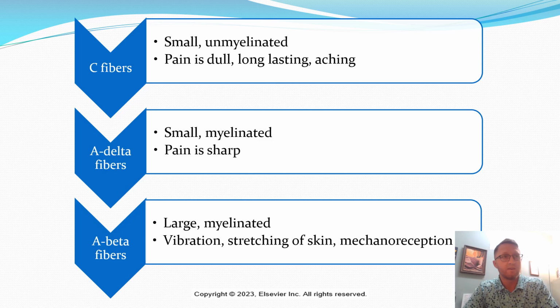Then we move on to the A delta fibers. These are small in diameter, but they are myelinated. So again, we're thinking of the myelin sheath that surrounds the nerve is going to either increase or decrease the speed of that transmission. If it's unmyelinated, again, it's going to be a slower transmission speed. But the A delta fibers are myelinated, so the pain that you're experiencing is going to be processed faster.